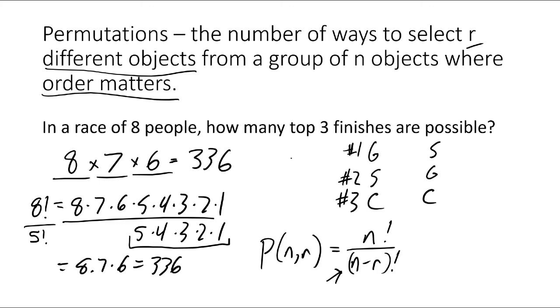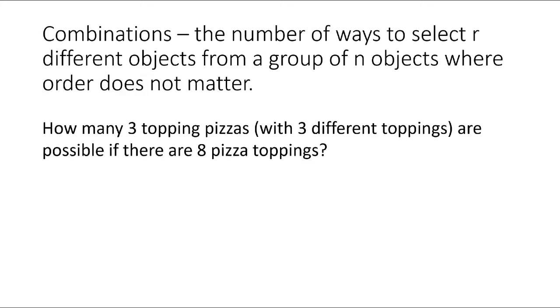All right, so now that we've looked at permutations, now let's look at combinations. Combinations are the number of ways to select r different objects from a group of n objects where order does not matter. So that's the only difference between a combination and a permutation. In a permutation, the order does matter. In a combination, the order does not matter.